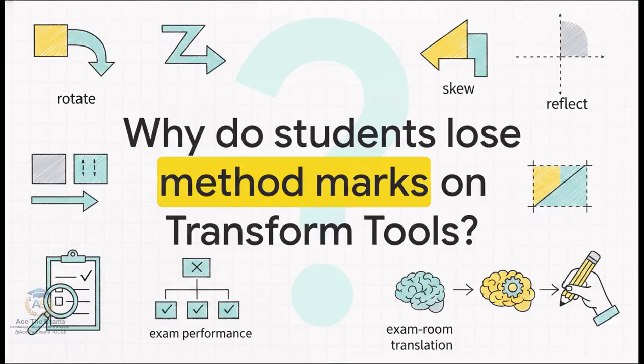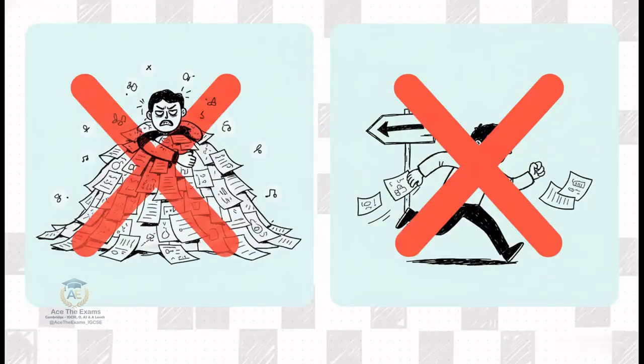Listen, in a Cambridge IT or computer science exam, the method mark strategy is literally everything. Marks are awarded for the analytical process, not just the final visual output. And this brings us to the two most common traps candidates fall into.